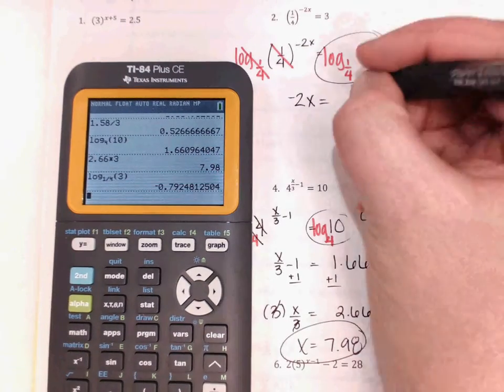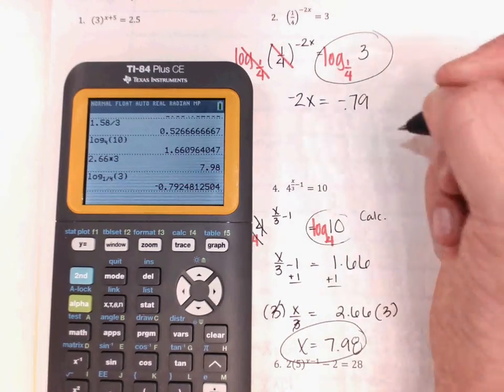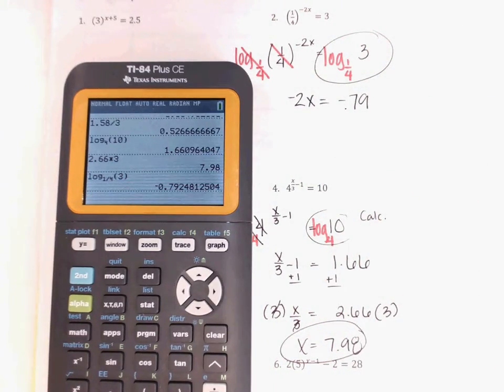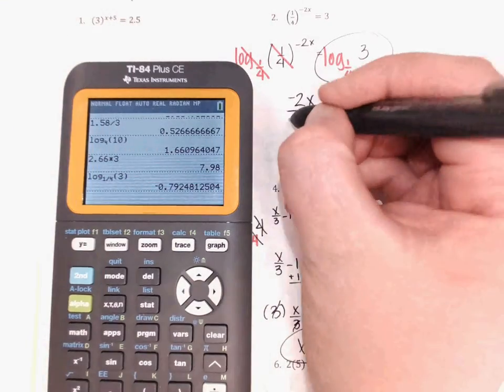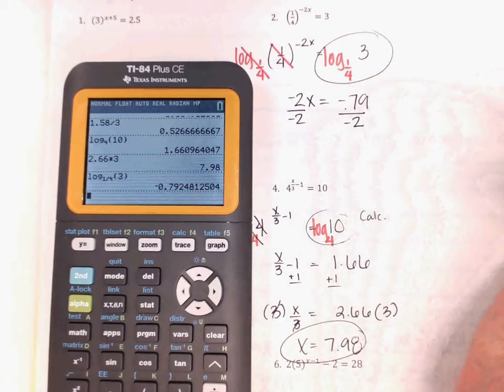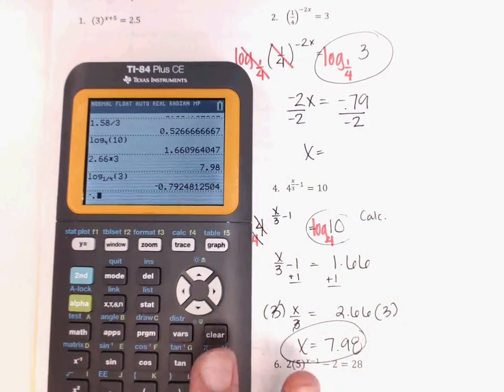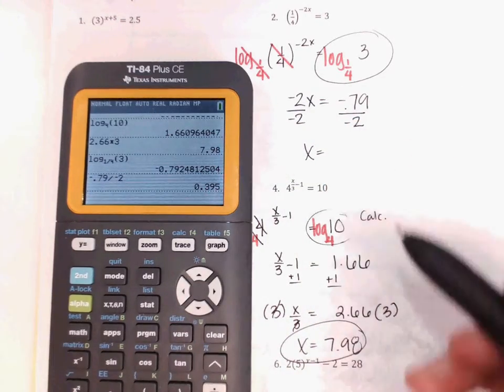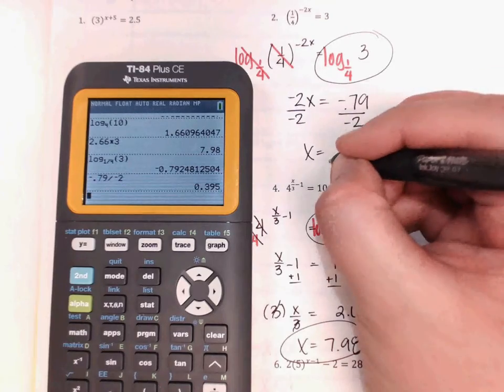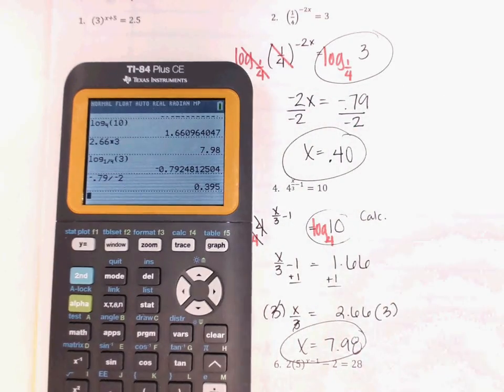And it's negative 0.79. Then last step, what do you do from there? Divide by negative 2. Easy? Negative 0.79 divided by negative 2 gives me 0.395, which is 0.40 if you round it.